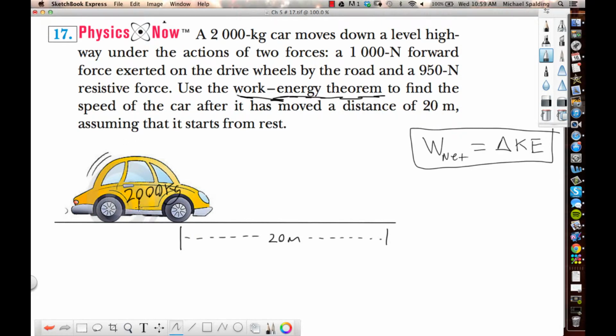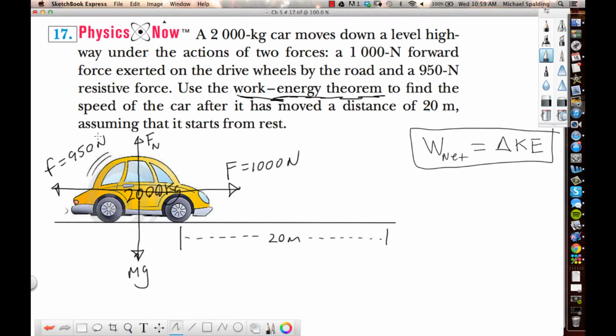So we have mg down. We have normal force up because it's on a surface. They tell us here we have a 1,000 Newton forward force. So we have a force that's forward, that's 1,000, and then we have a resistive force, like a frictional force, of 950. Okay? So those are the forces acting on the car.